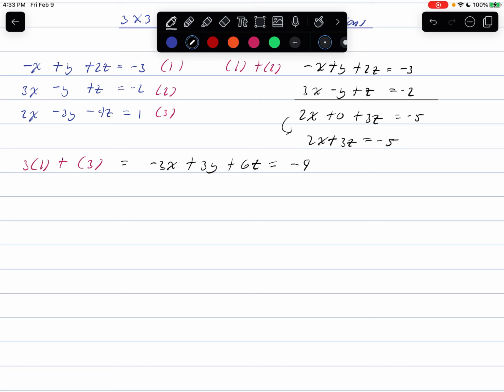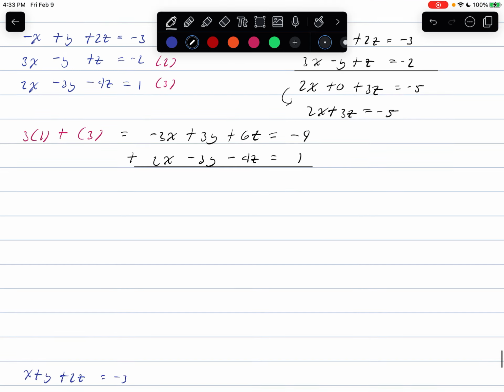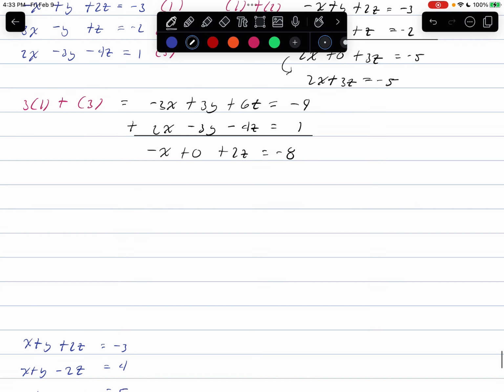Okay, and now we're going to add equation 3 to it. So here we have 2x minus 3y minus 4z is equal to 1. Okay, so we have negative 3x plus 2x. That's going to give us negative x. Now we have 3y plus negative 3y gives us 0. And then 6z plus a negative 4z is going to give us 2z. And negative 9 plus 1 is going to give us negative 8. So this equation is going to become negative x plus 2z is equal to negative 8.